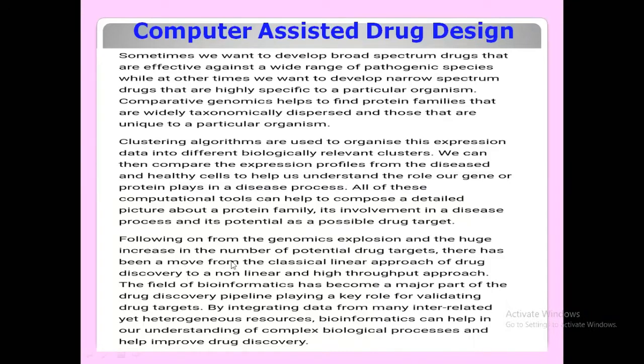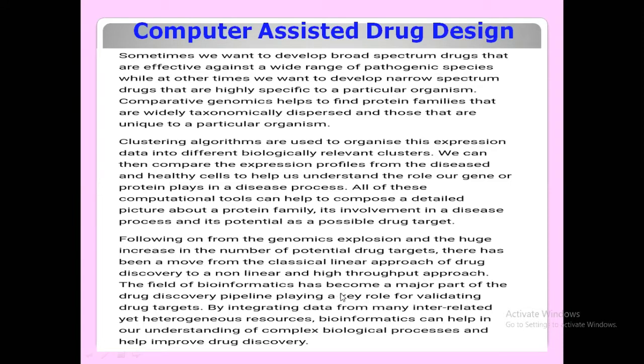So following on from genomics, genomics and proteomics are going to play a very important role in computer assisted drug design. With the genomics explosion and the huge increase in the number of potential drug targets, there has been a move from the classical approach, our traditional approach of drug discovery, to a non-linear and high throughput approach, that is, the computer aided approach. The field of bioinformatics is going to help you with this computer assisted drug design.